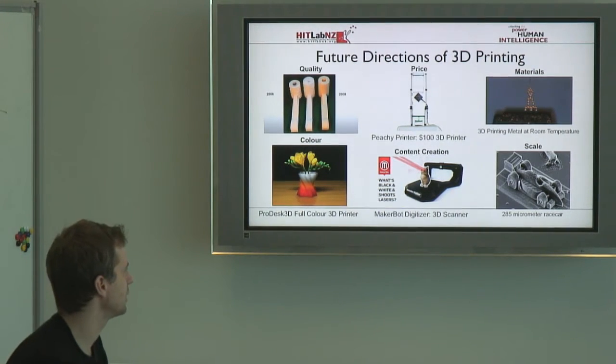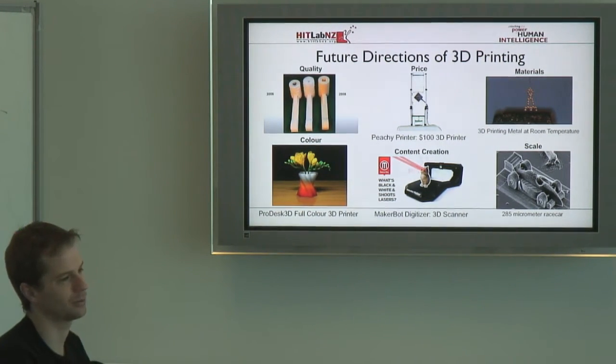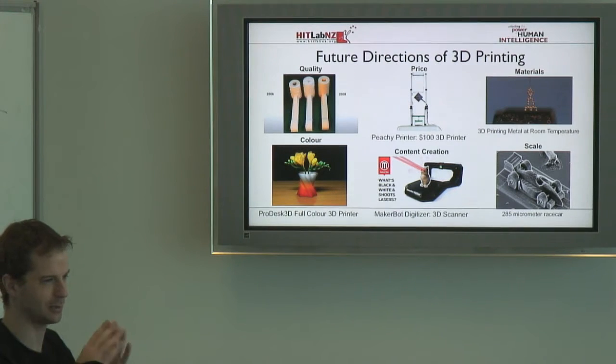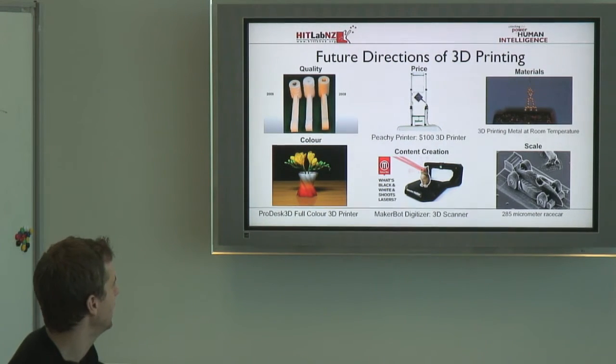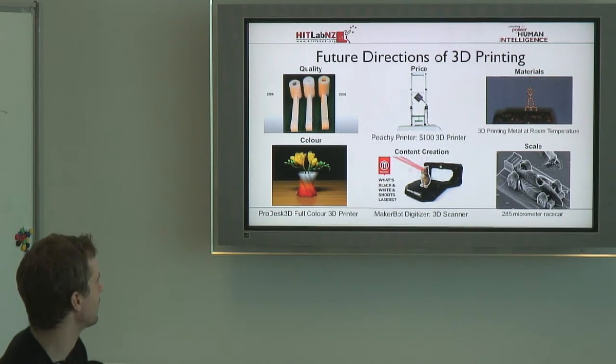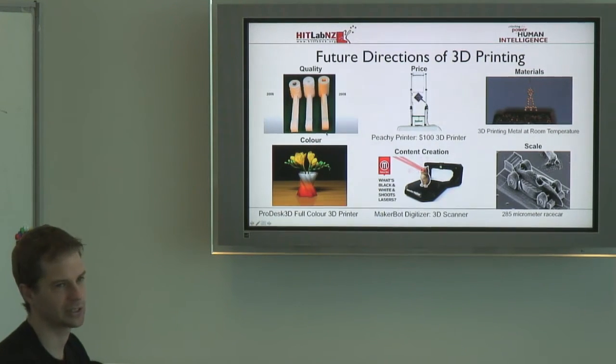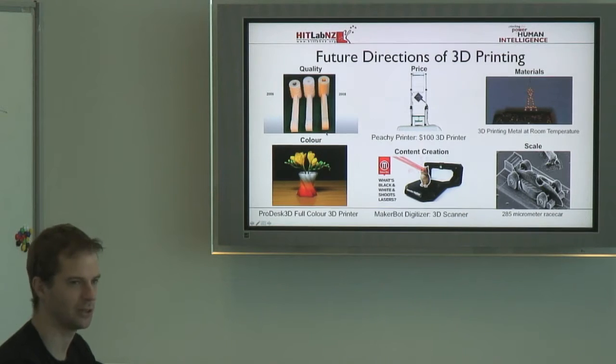There are other ways of doing it as well. Some people treat the prints afterwards with an acetone bath, which melts the plastic a little bit, so it smooths off some of the edges. So there's lots of ways that the quality could improve, and obviously that also comes down to the size of the nozzle and what technologies you're using.